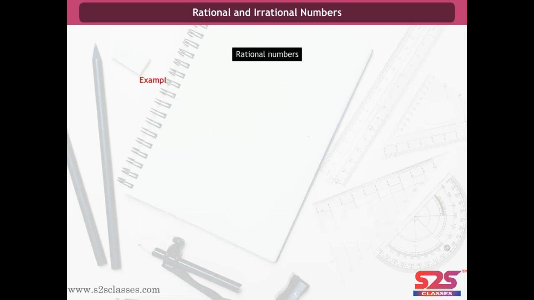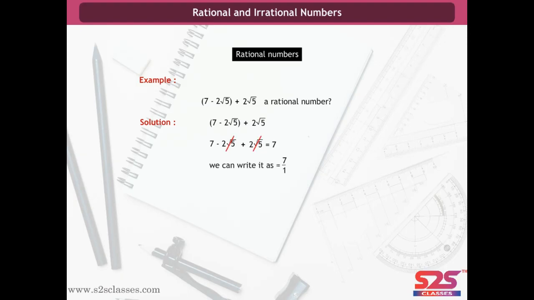Let's check it. Example. Is 7 minus 2 root 5 plus 2 root 5 a rational number? Solution. We have 7 minus 2 root 5 plus 2 root 5 is equal to 7. We can write it as 7 by 1. Thus the number 7 minus 2 root 5 plus 2 root 5 is a rational number.